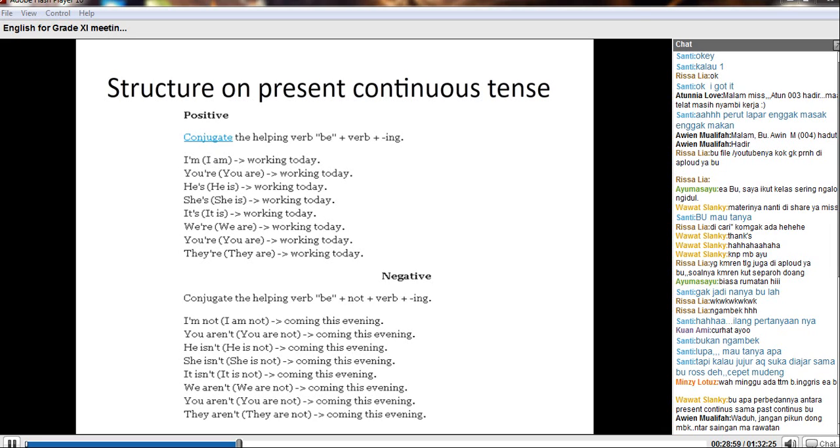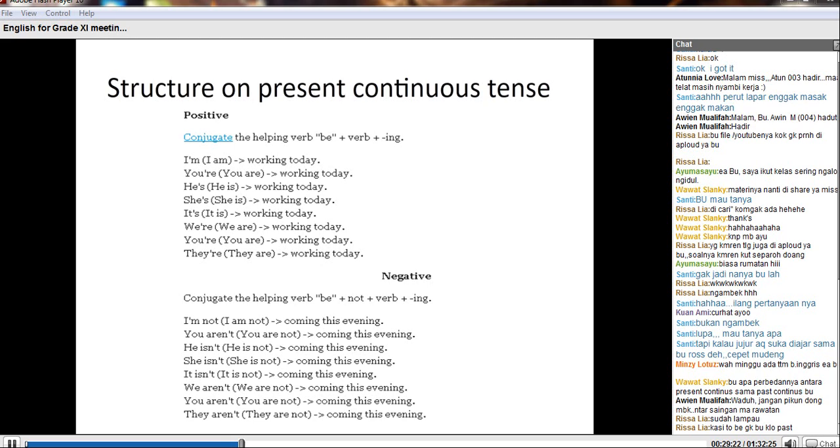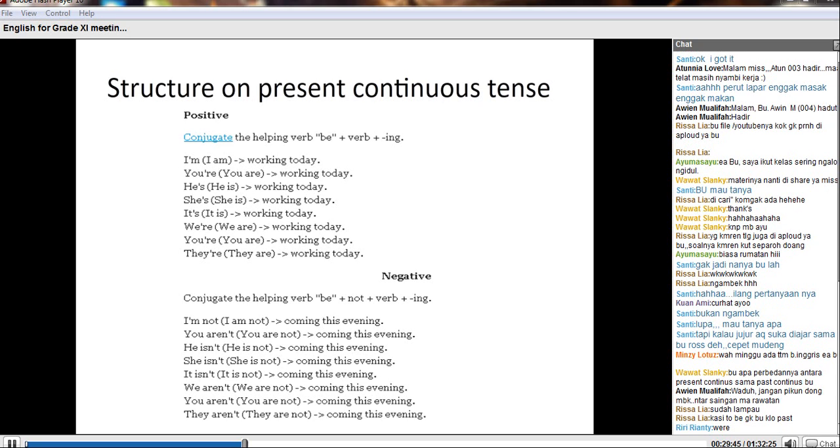Jadi misalnya gini. Saya buat contoh kalimatnya ya biar gampang. Ya sudah lampau. Iya, pakai to be. Kalau ada ing itu selalu pakai to be. Jadi to be-nya apa? Kalau present continuous to be-nya is, am, are, to be present. Tapi kalau past continuous tense, to be-nya was sama were. Remember, the to be for past tense.